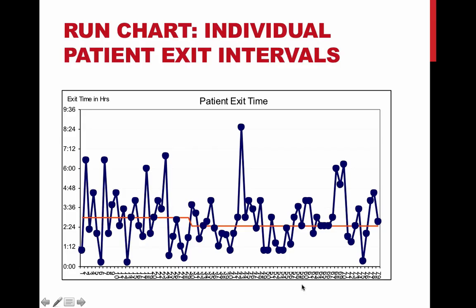So patient 1, patient 2, patient 3, patient 4, right up to patient number 79 here, and I have their individual exit time. So patient 1 exited in a little less than, in about 1 hour. Patient 2 exited in, I want to say, around 6 hours and 45 minutes. Then patient 3 exited in about 2 hours, patient 4 in about 4 hours, and so on. So this is another way.